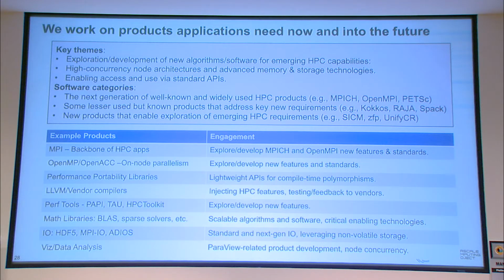In terms of the software categories that we're working on in ST, I think there are three basic types. One is very well-known software libraries, and we're developing the next generation of those that are going to be needed on the exascale computing architecture. So these are widely used products like MPICH, OpenMPI, PETSc, Trilinos, et cetera. The things you may have heard of and maybe already use. Then some lesser known products, but they address key new requirements.